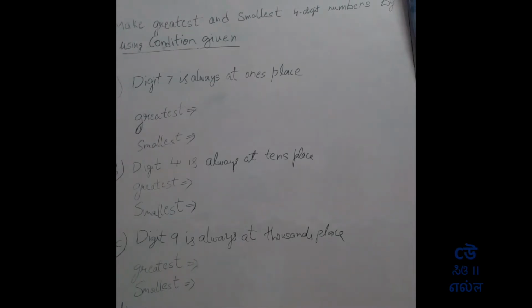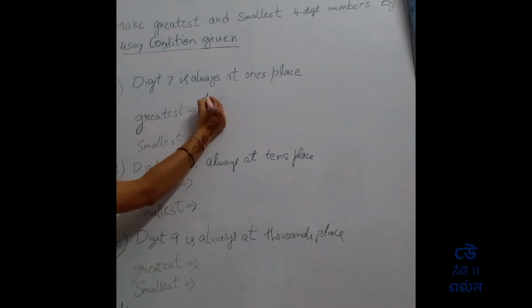Okay, children. The next topic we are going to learn is to find the greatest and smallest 4-digit number using any 4 different digits with a condition as given. Okay. So the condition is given here. What is the condition? Digit 7 is always at ones place. So you can form any number. The number is not given. You can write any number, but the condition is that 7 should always be in ones place.